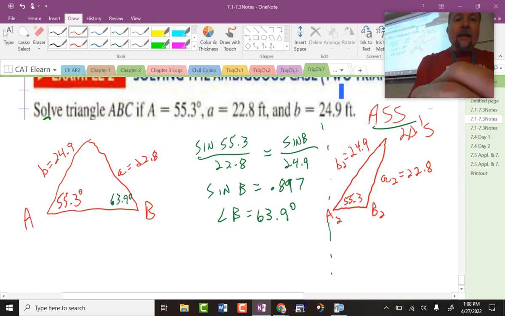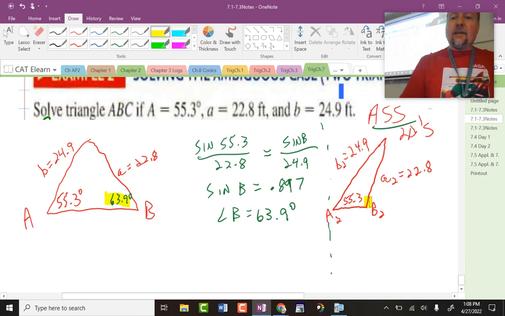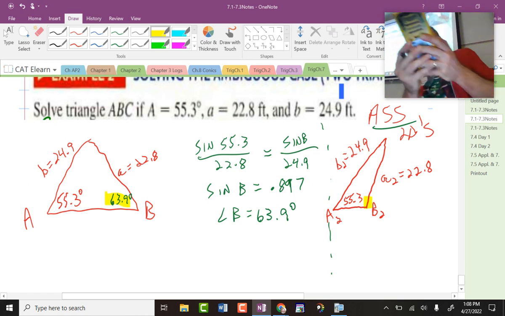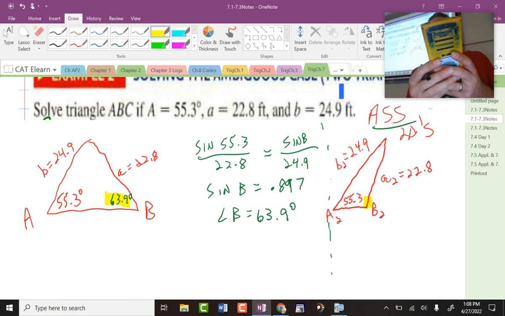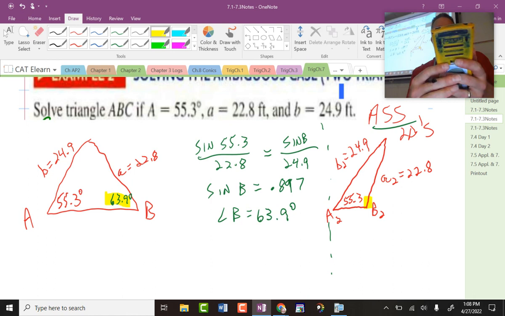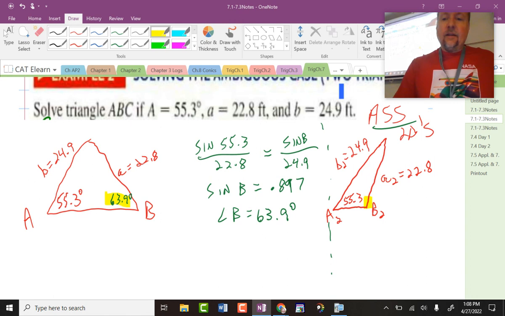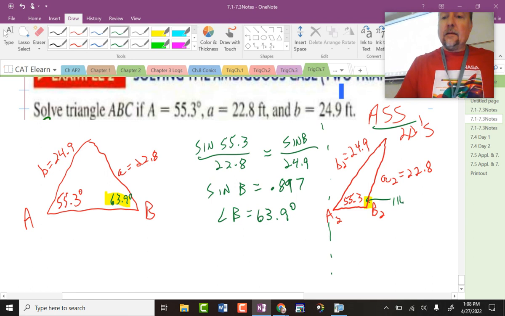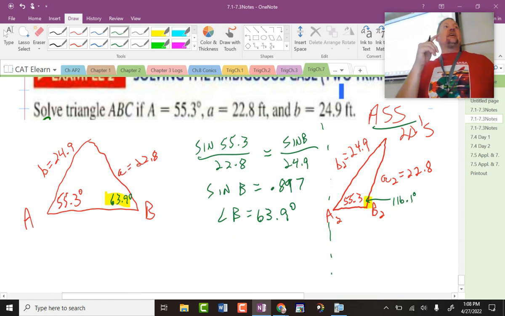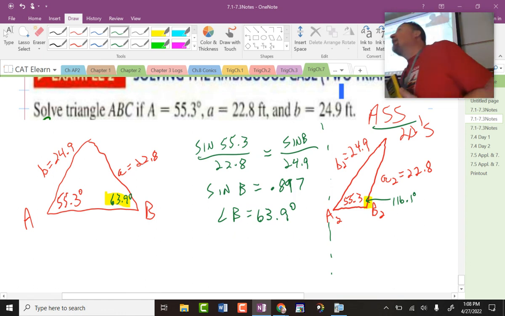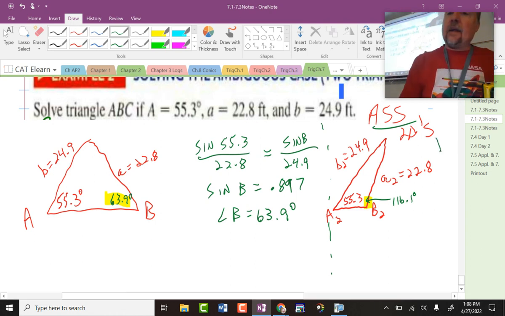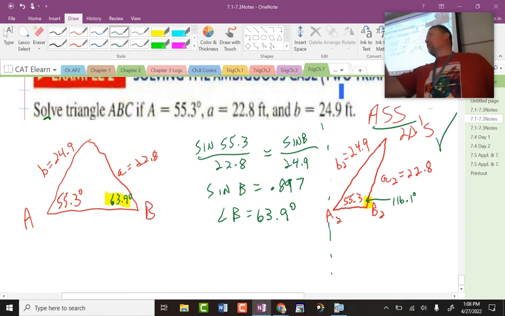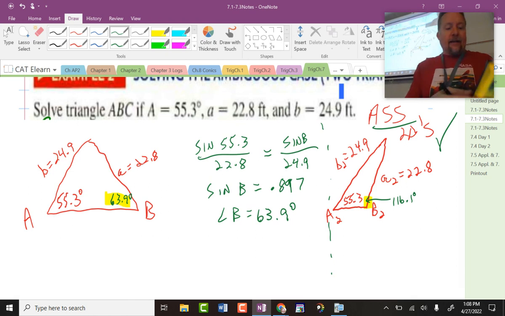What you do right away is, what's the relationship between this and this? 180. They're supplementary. So right away I do 180 minus this answer, 180 minus A and S, and I end up getting 116.1 degrees. Does this leave enough angle measure for the third angle? Yes or no? Yes. That means the second triangle is a go. And now I have to solve for two different triangles. And I might as well find that now.